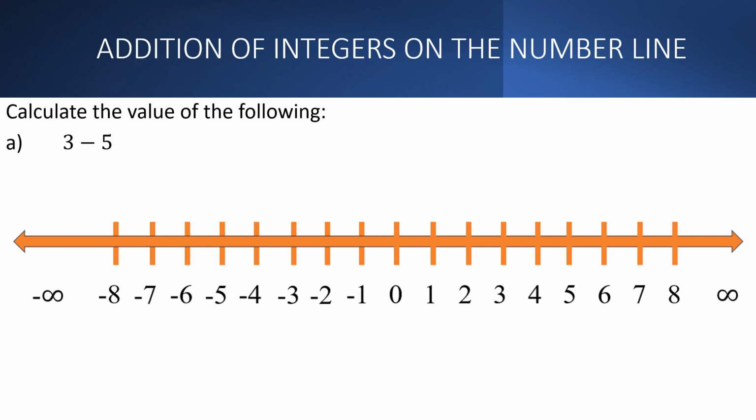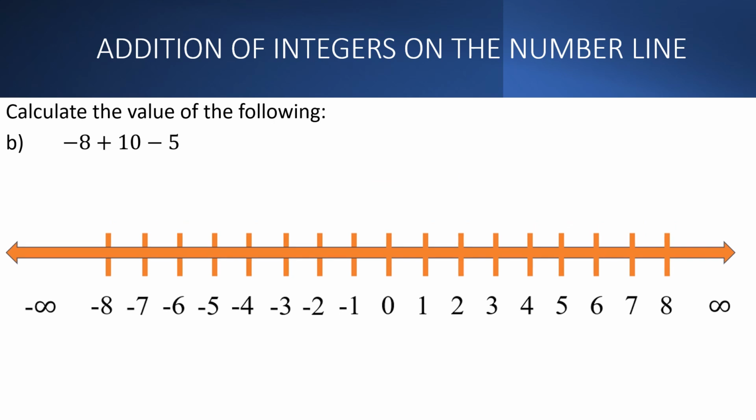3 minus 5 on the number line simply means that you want to decrease 3 by 5 units. We start at 3, we want to decrease 3 by 5 units. It means which direction are we going to move? We are going to move to the left. If you move to the left by 5 units, we land exactly at negative 2. So therefore, the value of 3 minus 5 will be equal to negative 2.